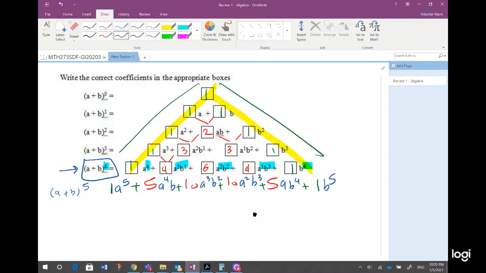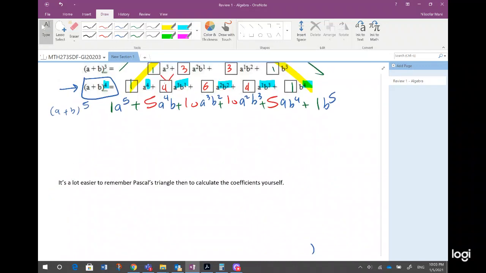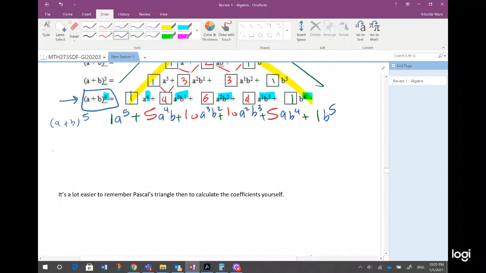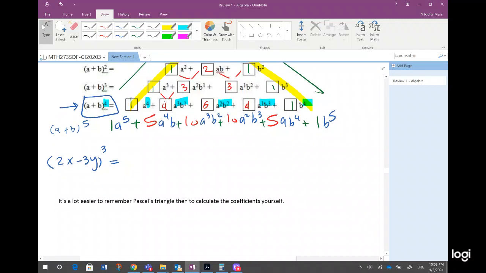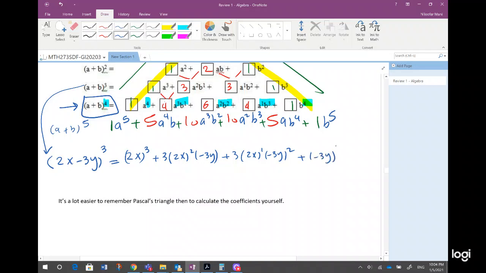Now maybe as a practice you can do 2x minus 3y, for example, power 3. You can see what is the answer. Okay, so I can think about this here. It is 2x power 3, plus 3 times 2x power 2 times minus 3y, plus 3 times 2x power 1 times minus 3y power 2, plus minus 3y power 3.